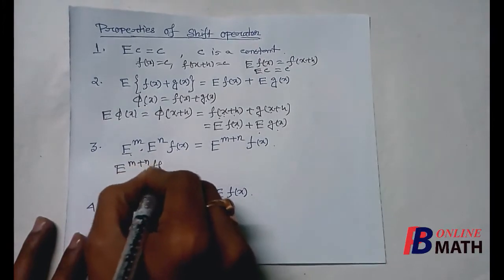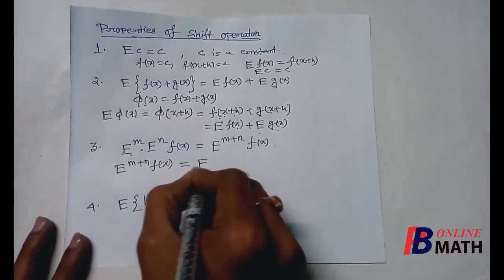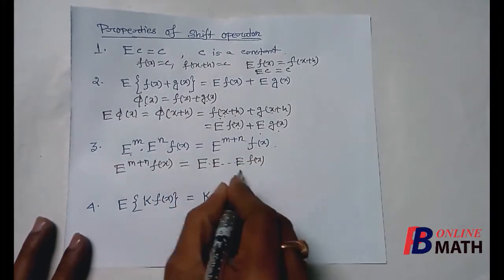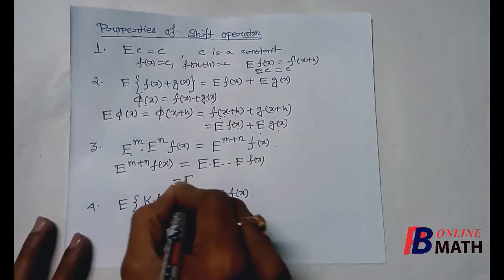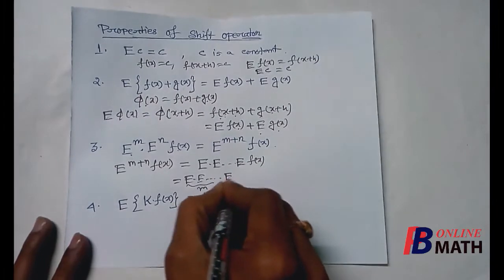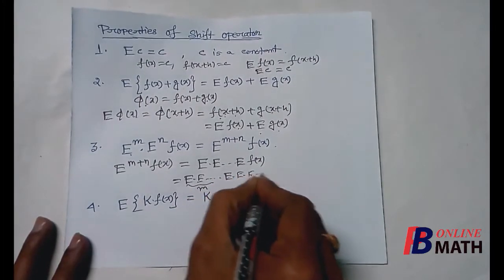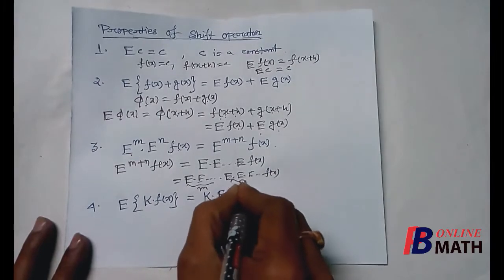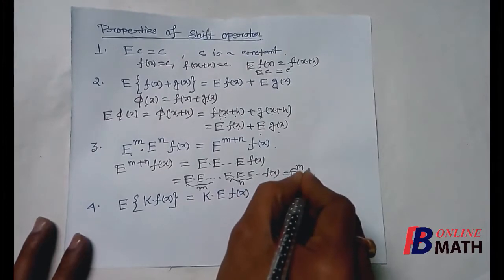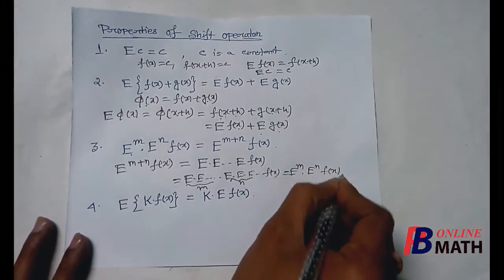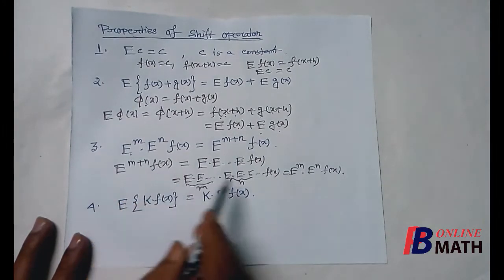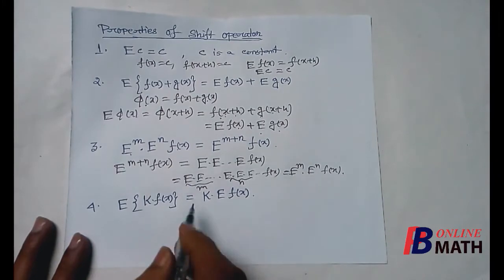So E to the power m plus n of f(x) is equal to E into E, m plus n times, which can be written as E into E, m number of times, and E into E, n number of times. So this can be written as E to the power m into E to the power n of f(x). So E to the power m plus n on f(x) equals E to the power m into E to the power n of f(x).